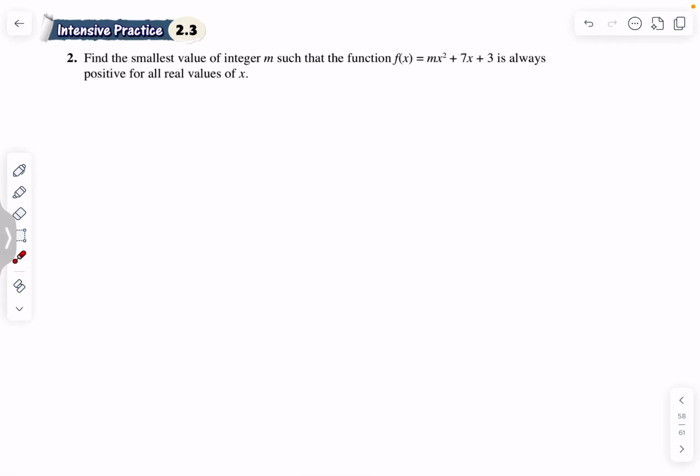Question 2. Find the smallest value of integer m such that this function is always positive for all real values of x. Okay, first of all, let's look at integer. Integer means whole numbers like 2, 3, 6, 11 and so on. No fractions, no decimals, only whole numbers. Okay, such that this function is always positive, right?